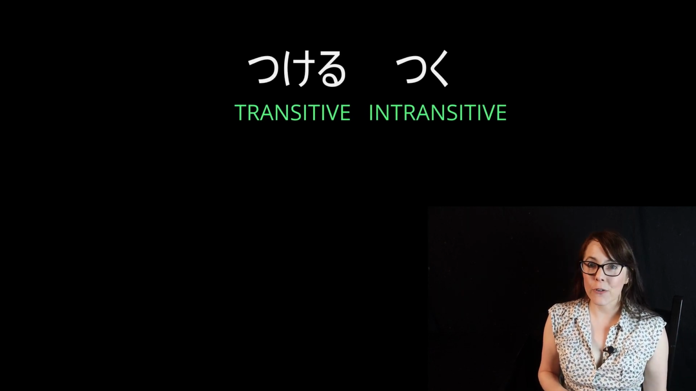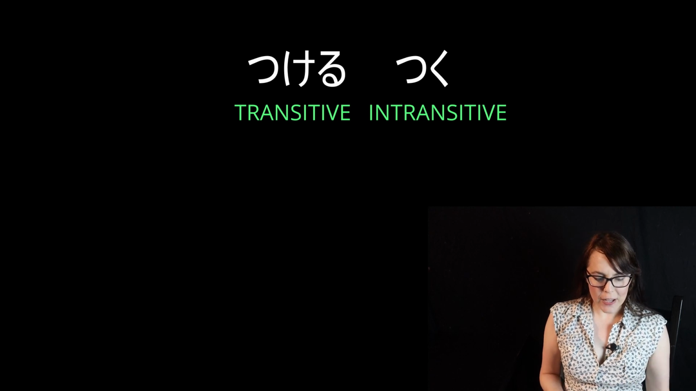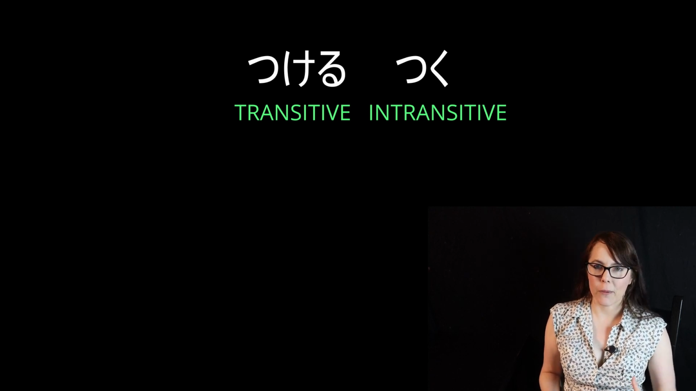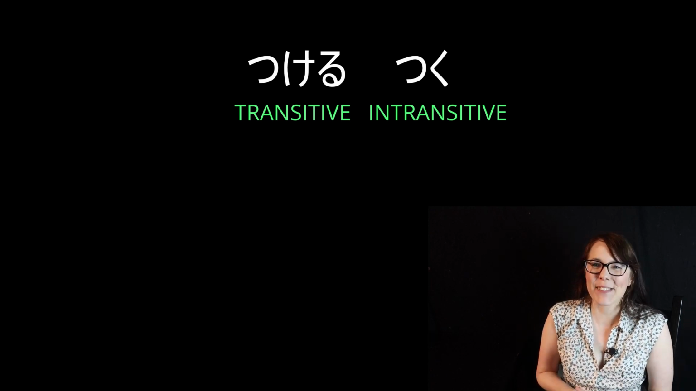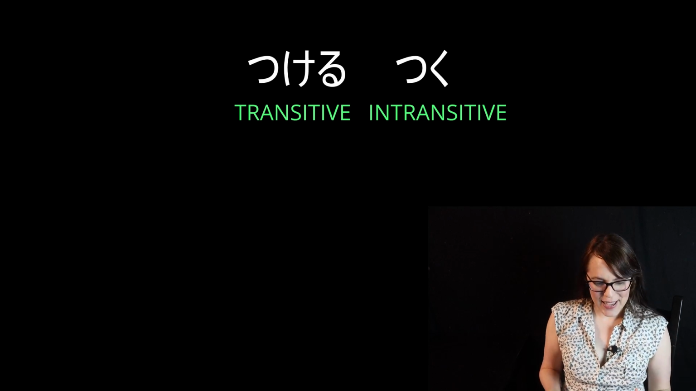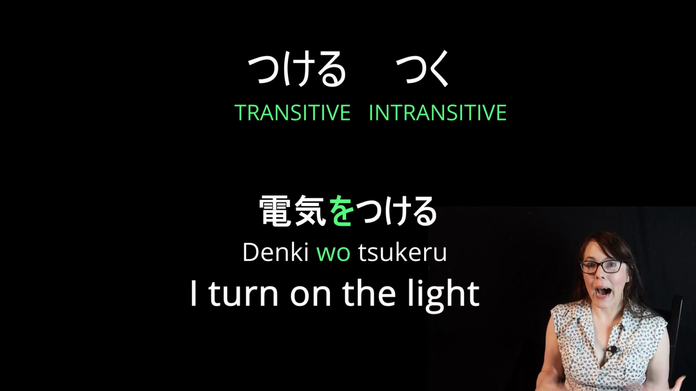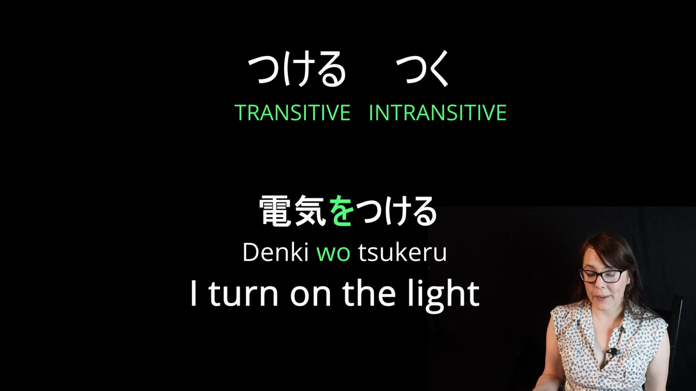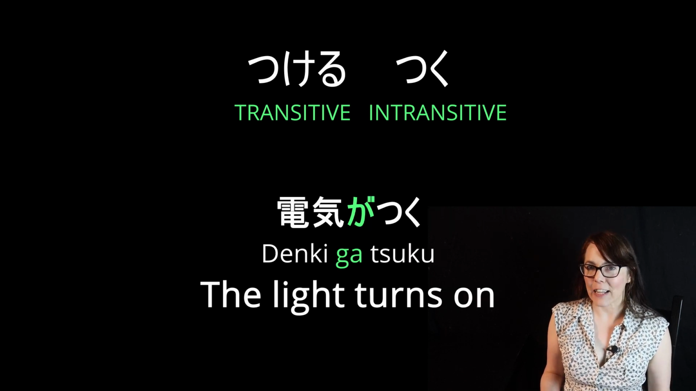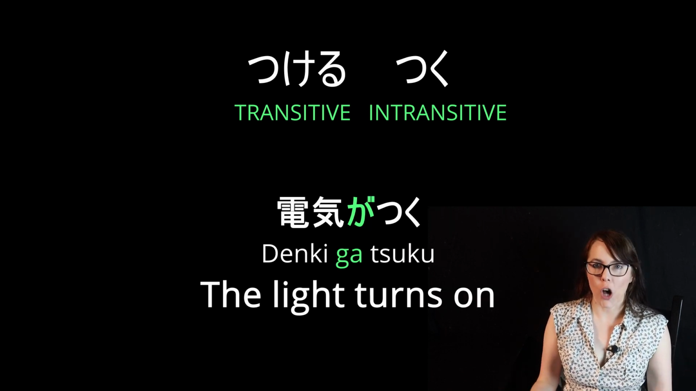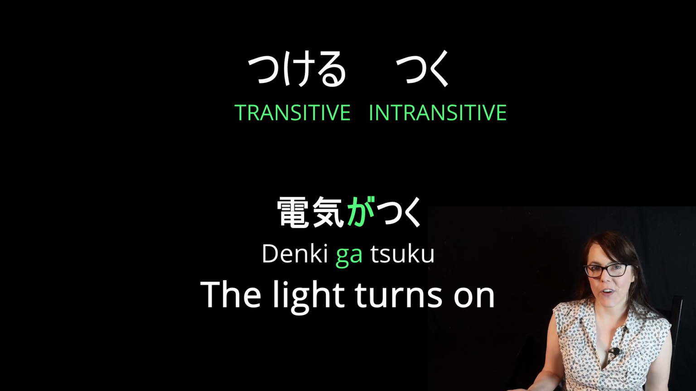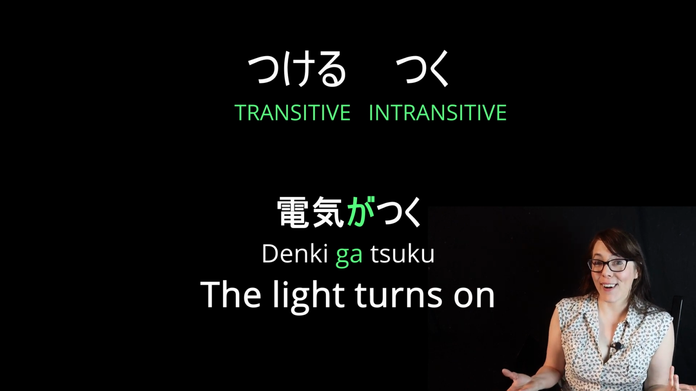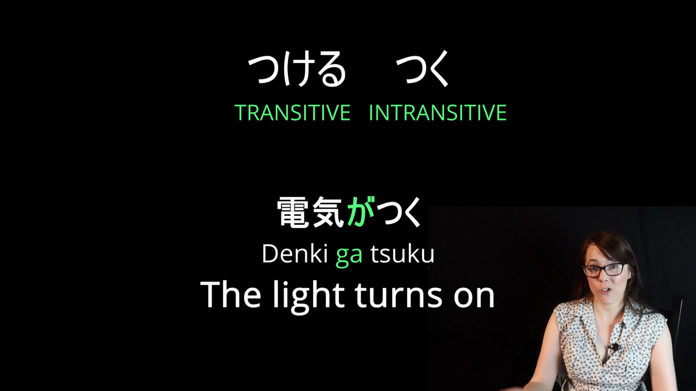Here's another one, tsukeru versus tsuku. Tsukeru is the transitive verb, which means like to turn on. Well, it means lots of different things, but in this case, we're going to use it with light. Denki wo tsukeru. I, or somebody, turns on a light, versus denki ga tsuku, which is the light turns on. We're not specifying who turned it on. Maybe nobody turned it on. Maybe it's on a timer, and the light turns on.